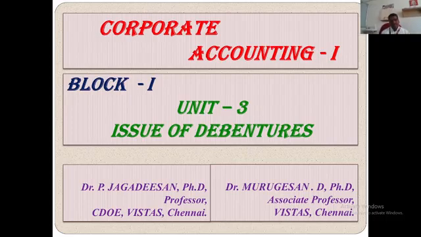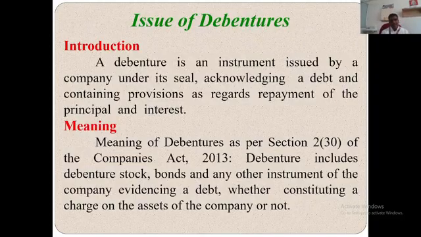Course name: Corporate Accounting 1, Block 1, Unit 3, Issue of Debentures. First, Issue of Debentures, Introduction. A debenture is an instrument issued by a company under its seal, acknowledging a debt and containing provisions as regards repayment of the principal and interest.